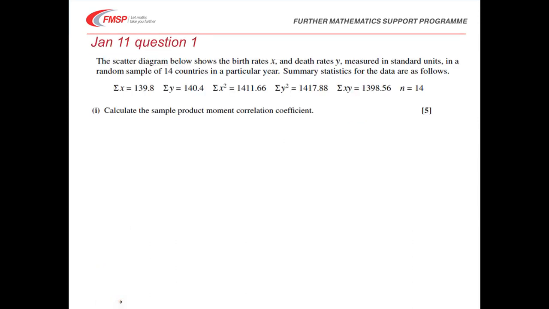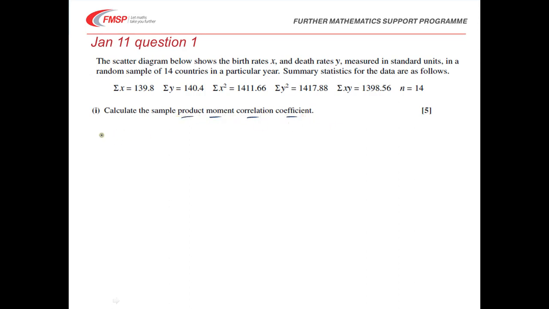So first of all, January 11, question 1. We've got a scatter diagram below. Now I'm not showing it just at the minute because we don't really need it straight away, but we've got what we call your summary data here. We'll look at the scatter graph when it becomes relevant in a minute. But here are your summary statistics, and we've got to calculate the PMCC, the product moment correlation coefficient.